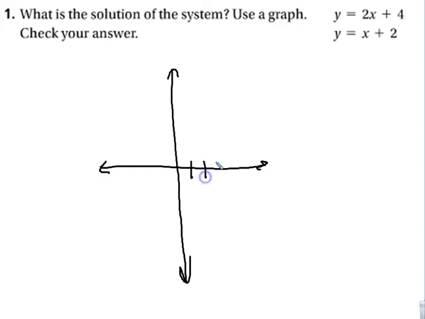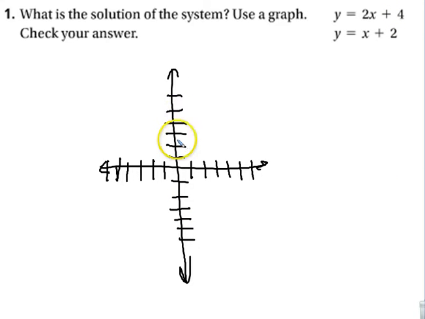This one is at +4, 1, 2, 3, 4, and then it's got a slope of up 2 over 1. So I'm going to go down 2 to the left 1, down 2 to the left 1, down 2 to the left 1. And there is my graph for that one.